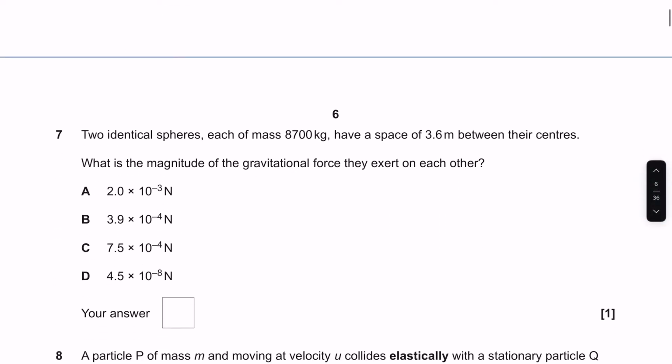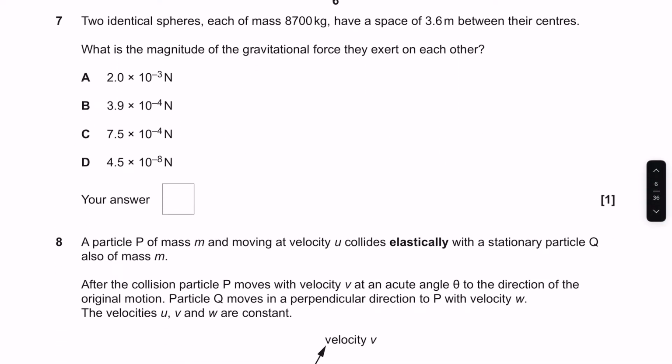All right, let's move on to number 7. We've been given 2 identical spheres, each of mass 8,700 kilograms, and they are 3.6 meters apart from their centers. What is the magnitude of the gravitational force exerted on each other? So that's, I think, one of the easiest questions I've ever seen on gravitational forces. We know F is equal to G m1 m2 over r squared, and once you put all the values in the calculator, with the distance of 3.6 meters, it will give you B as the answer.